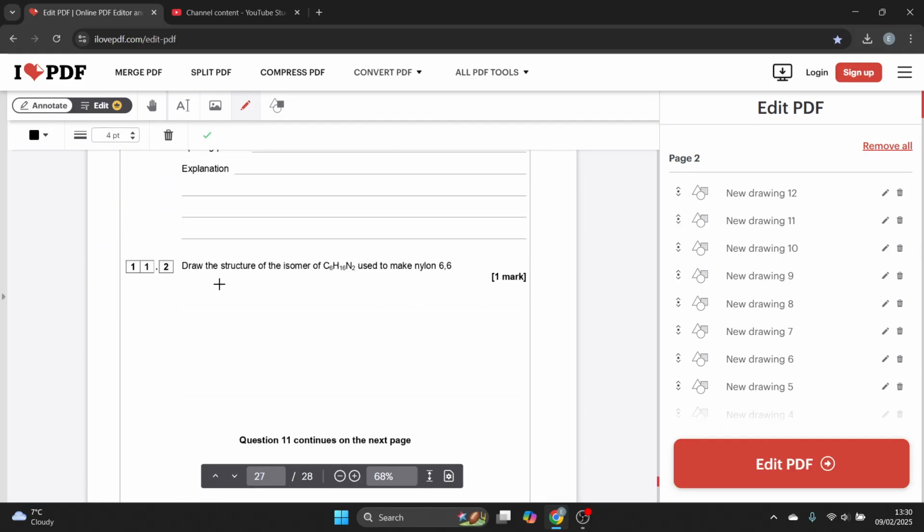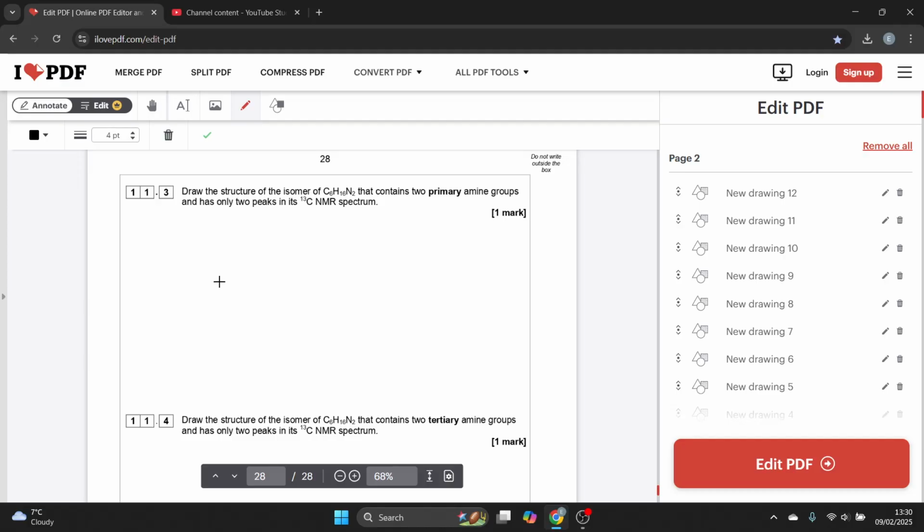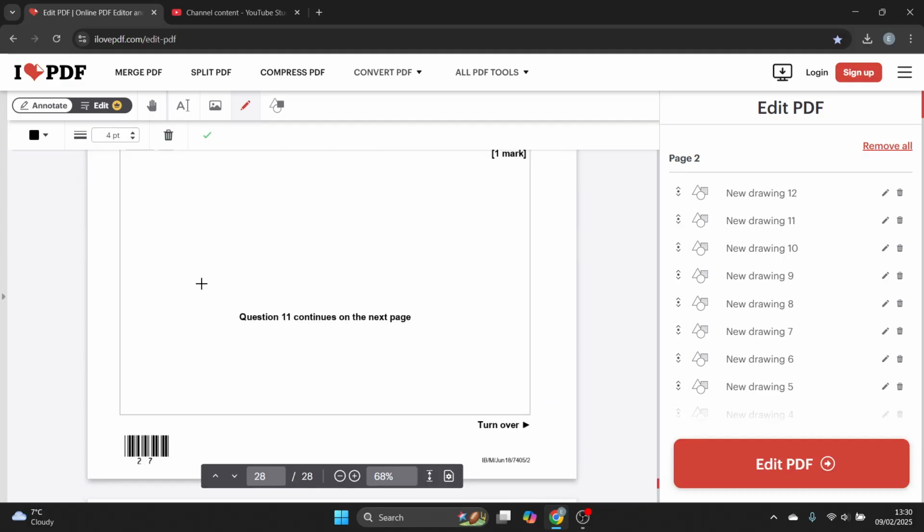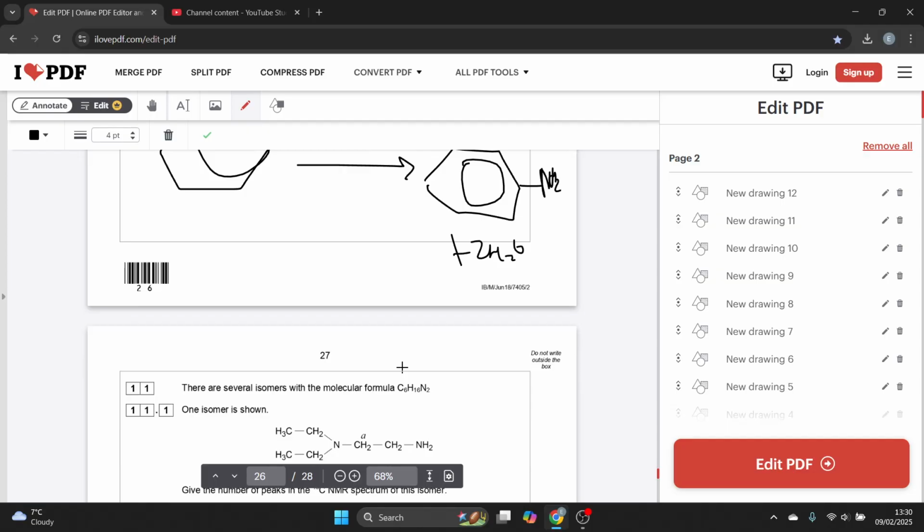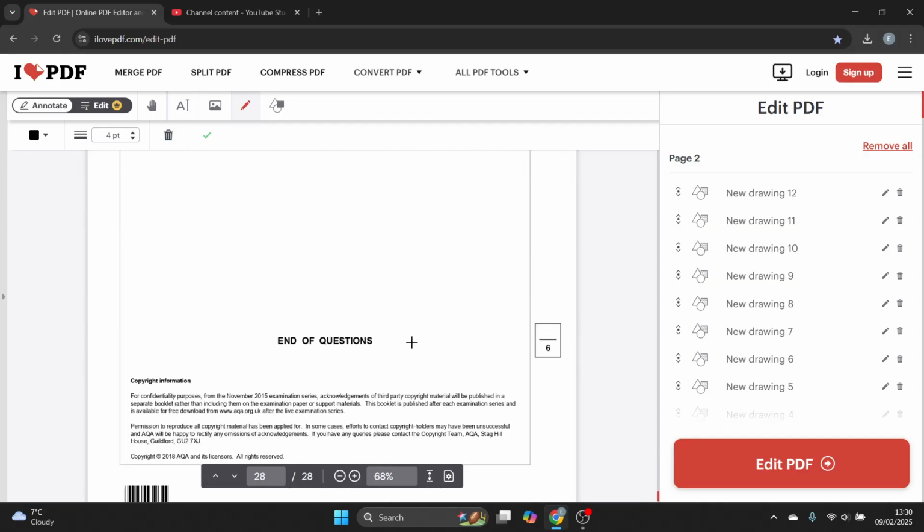Question 11 can't do, question 12 can't do, question 13 no, all 13 see NMR spectrum, haven't even started that. And that is the end of this past paper.